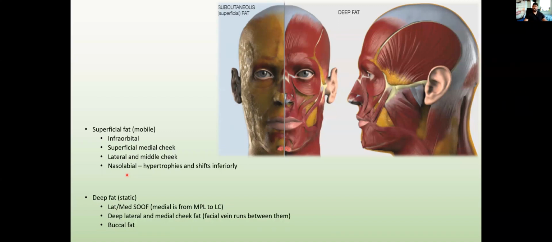Keep in mind, not every fat pad will atrophy, which means get smaller. The nasolabial superficial fat pad tends to hypertrophy as we age, so it gets bigger, and then we have a little shift inferolaterally as well, which obviously is why we tend to get our marionette lines. And then we have your deep fat as well, which consists of your SOOF, which we'll be talking about later on, and then your deep lateral and medial cheek fat, and lower down, your buccal fat.